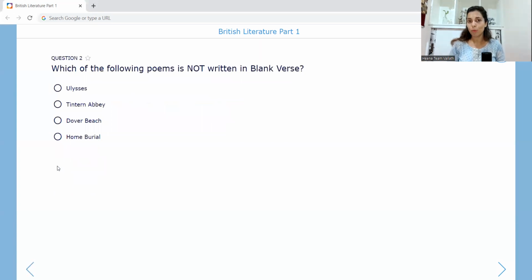Which of the following poems is not written in blank verse? Ulysses, Tintern Abbey, Dover Beach, or Home Burial? Tell me, a poem not in blank verse. Ulysses is definitely in blank verse. Tintern Abbey is also in blank verse. Home Burial is also in blank verse. So the answer is Dover Beach, not in blank verse.